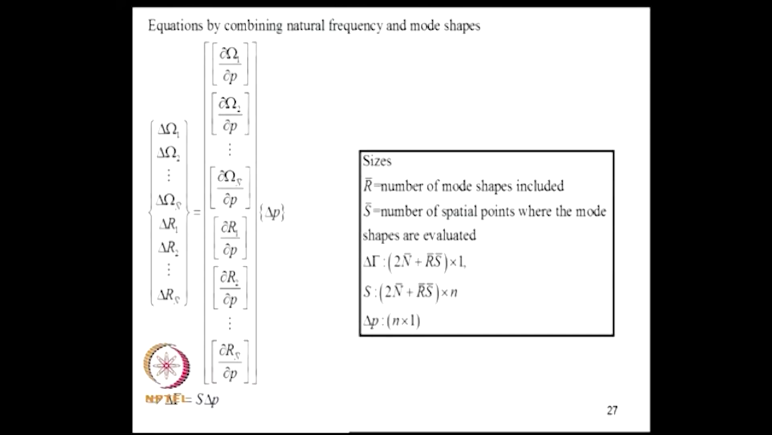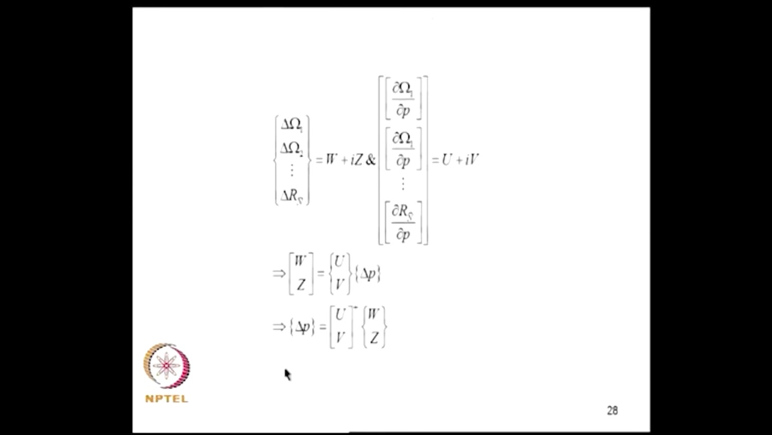Again if you combine all the equations for obtaining the final updating equations, if you have data on n bar natural frequencies and n bar mode shapes evaluated at some s bar number of points and so on and so forth, the final equations can be written as delta gamma is S delta p, and the various sizes of these quantities as before are delineated here. You should notice that these are in state space form, therefore dimensions will be 2 into n bar of whatever it was earlier. So we get the final equation in this form, again delta p is S pseudo inverse of delta gamma.